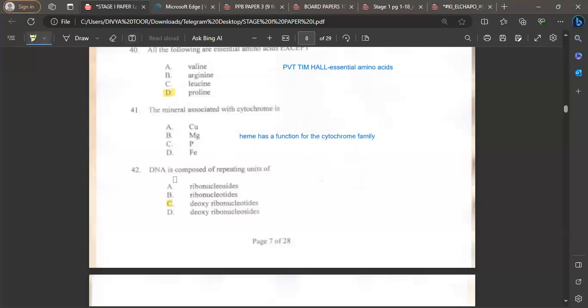Hey, guys, it's a discussion, kindly. Anyone who has a different opinion. I would also go with iron because iron is the one associated with cytochrome activity. Okay.